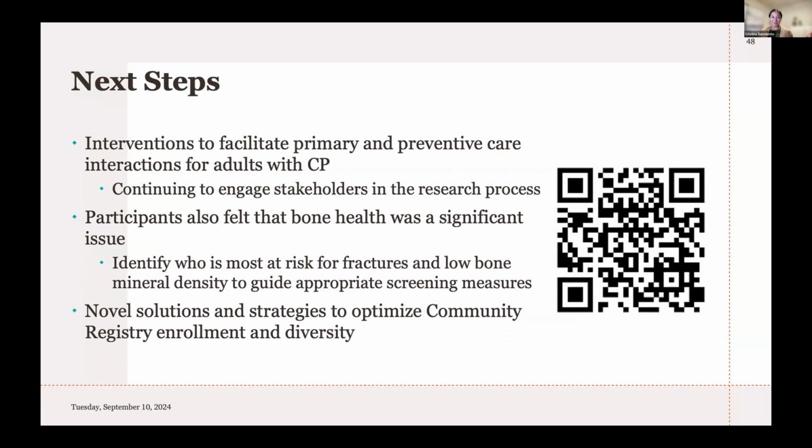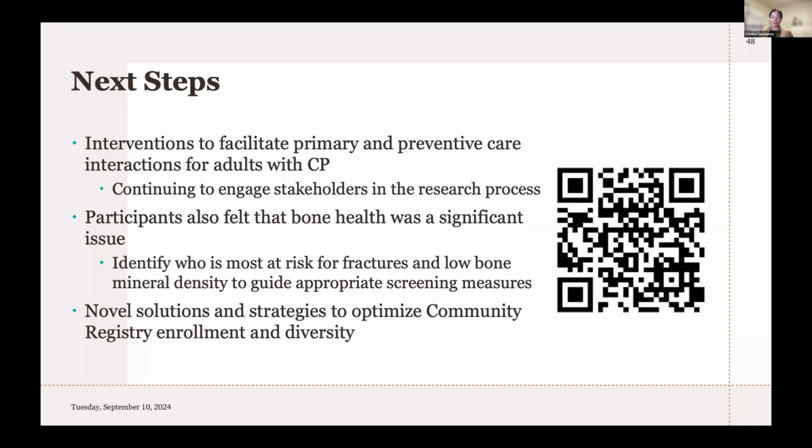And so our next steps in this line of research: we are seeking to develop interventions to facilitate the primary care and preventive care interactions for adults with CP, and to continue to engage stakeholders in the process. Participants also felt that bone health was a significant issue. So the next important step is to identify who is most at risk for fractures and low bone mineral density, and how we can use that knowledge to guide appropriate screening measures.